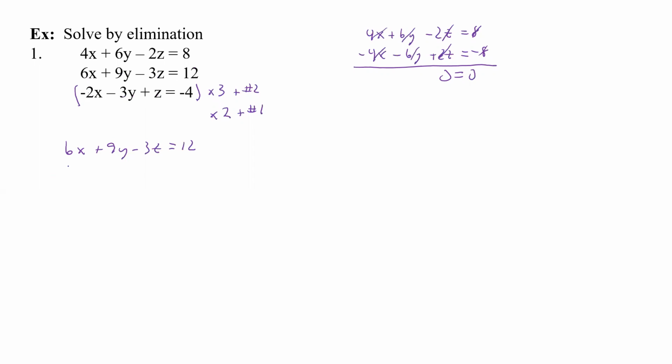And if we multiply by 3, we're going to get minus 6x minus 9y, and then plus 3z equals negative 12. And at the same time, I get 0 equals 0 because everything cancels. So what does that say? Well, that says we get an infinite number of solutions.